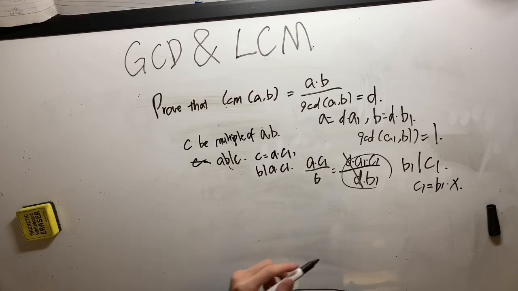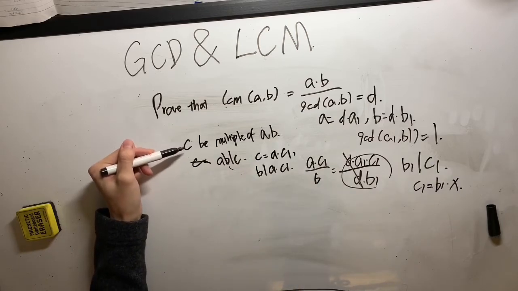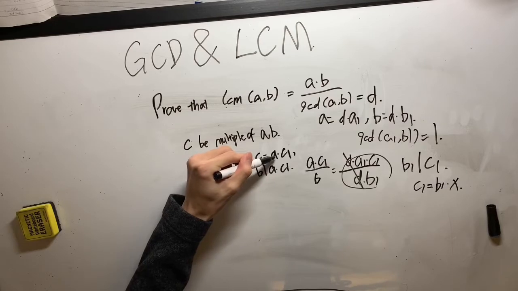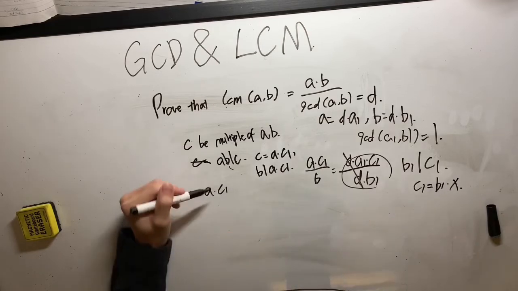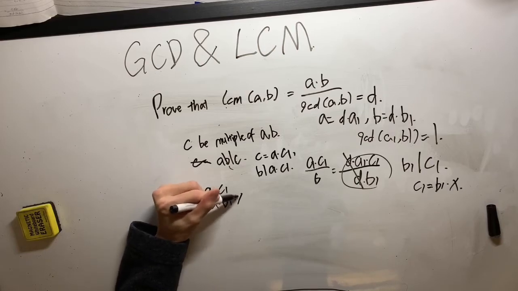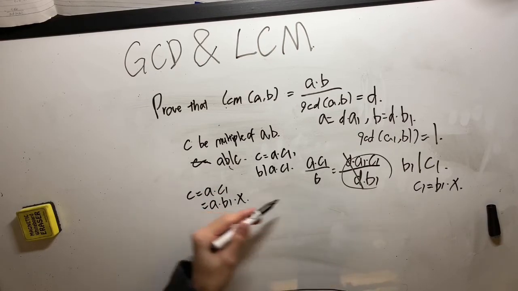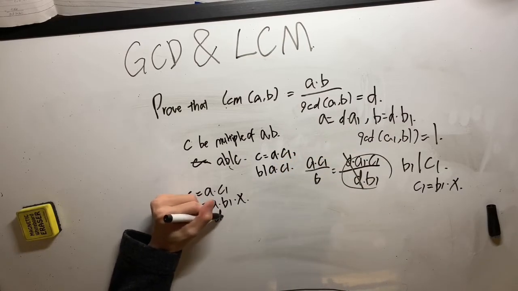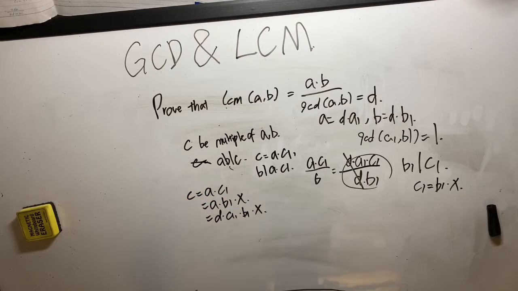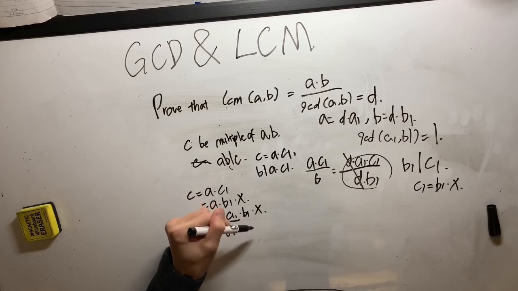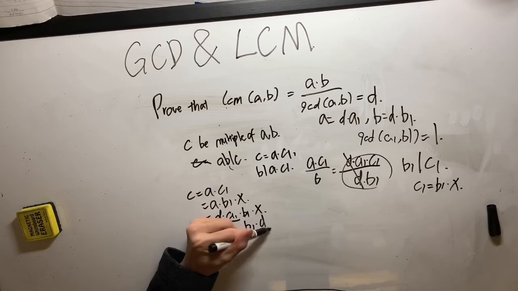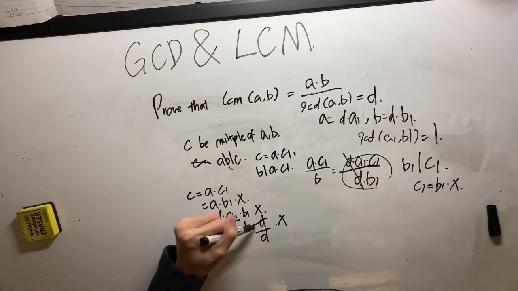And let's go back to the number C. So C equals A times C1, where C1 equals B1 times X. So A times B1 times X. And A equals D times A1, so that equals D times A1 times B1 times X. Thus, this number is A, and we can multiply B, and we can multiply D by B1 to make it B. So B1 times D over D times X, and that becomes B.